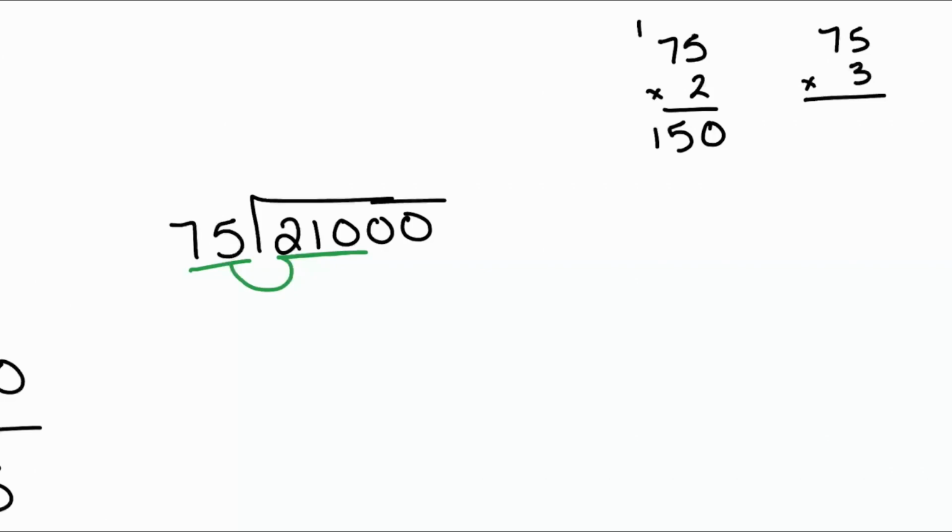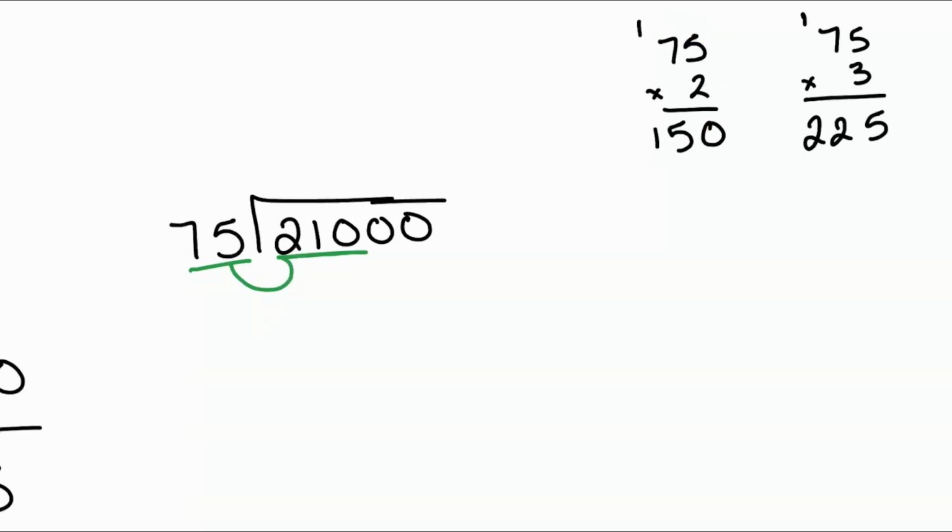Okay, so 150. Now if I check out 75 times 3, 5 times 3, that's going to be 15. Carry the 1. And then we have 7 times 3 is 21. Carry the 1 is 22. So everybody, which one is it going to be? Is it the 2 that belongs up here or the 3? Yeah, it's going to be the 2 because 225 is too much. So it has to be 75 times 2.